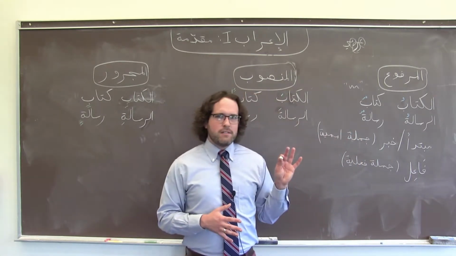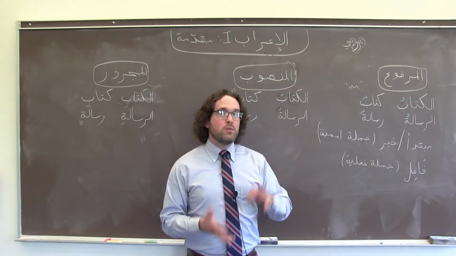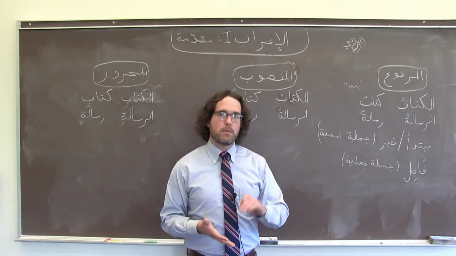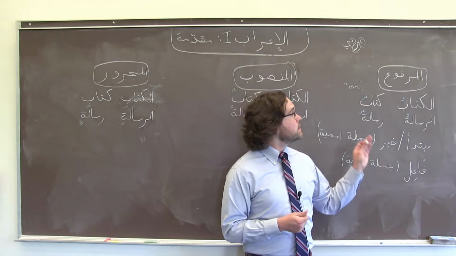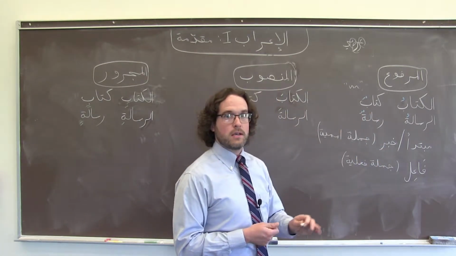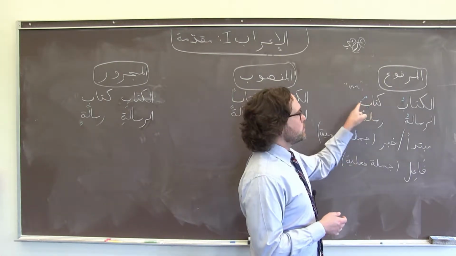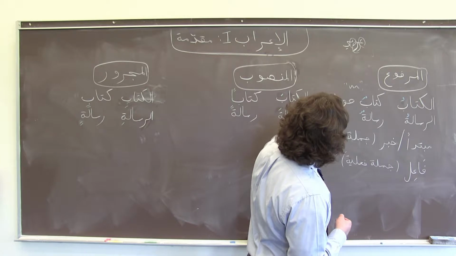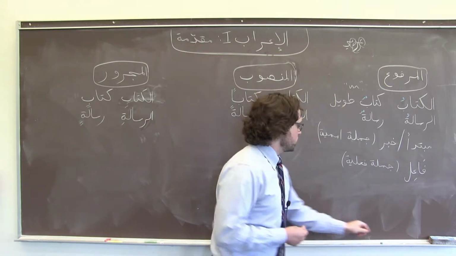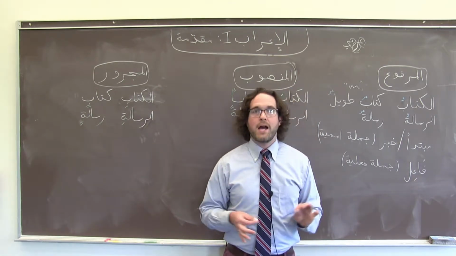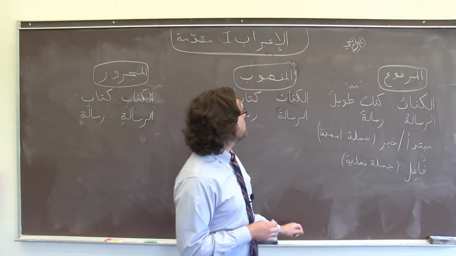Remember that adjectives always agree with their nouns in terms of definiteness, number, and case. So if we're talking about a kitab, for example, and we wanted to say a long book, and it were fully vocalized, we would say kitabun tawilun. Adjectives obey the same rules.